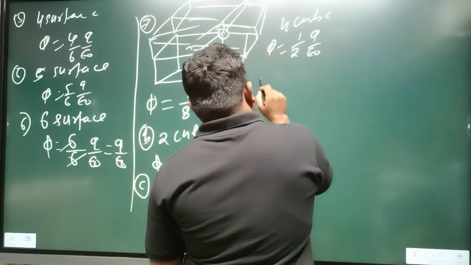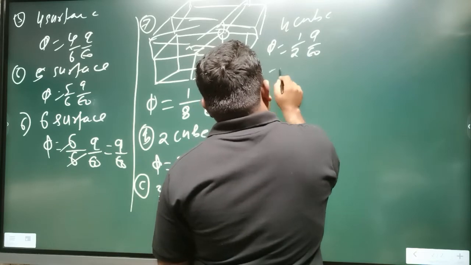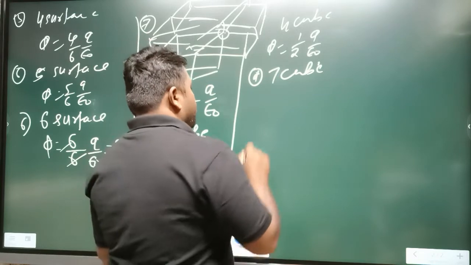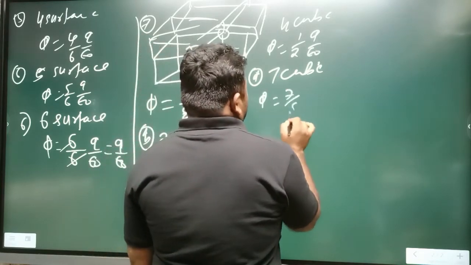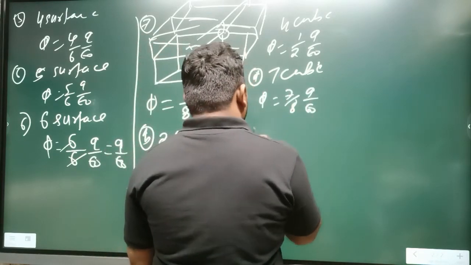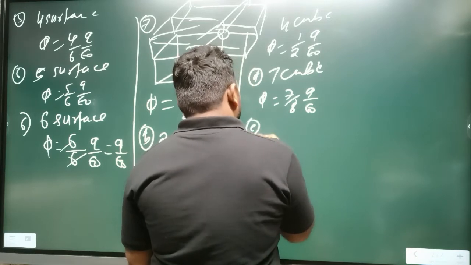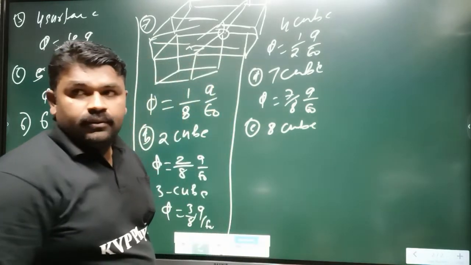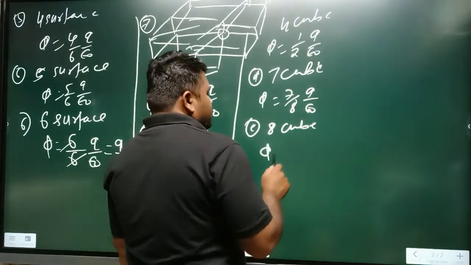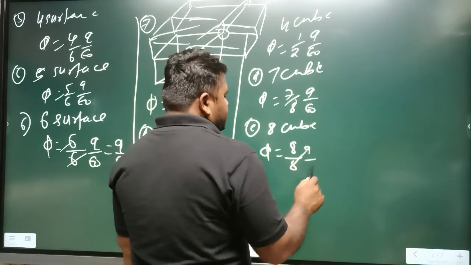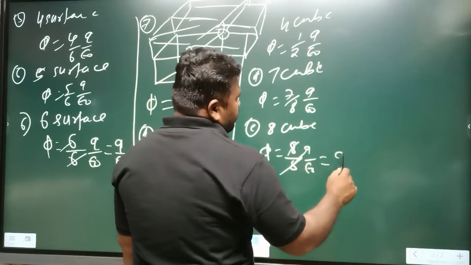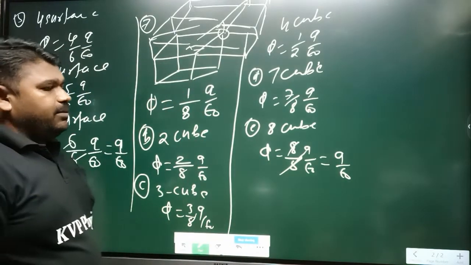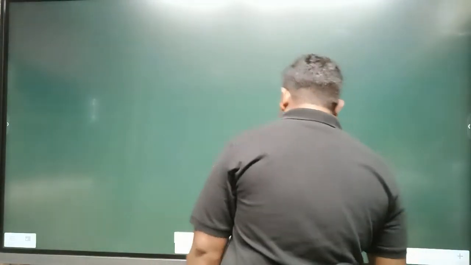Okay. 7 cubes. 7 by 8. Flux phi is 7 by 8 Q by epsilon naught. Okay, 8 cubes. Only 8 cubes means phi is equal to how much? 8 by 8 Q by epsilon naught. Okay, the 8s get cancelled. Here we only get Q by epsilon naught. Flux phi is equal to how much? Q by epsilon naught. Got it? Next.